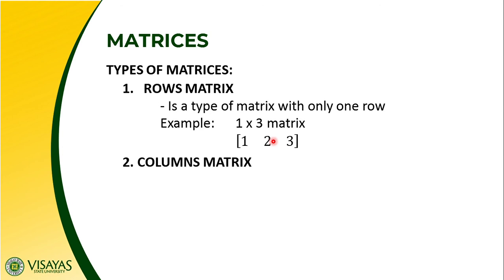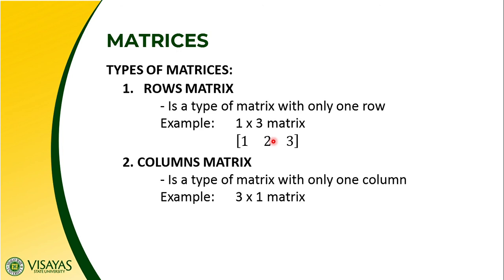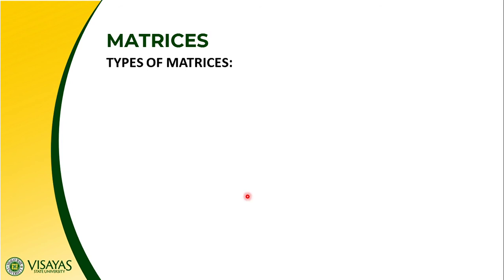Next, we have columns matrix. Now, opposite to the rows matrix, a column matrix contains only one column. For instance, a 3 by 1 matrix. Okay, this one. This is a 3 by 1 matrix because it contains 3 rows and only one column. And the number of rows doesn't matter as long as it contains only one column, then that matrix is a columns matrix.